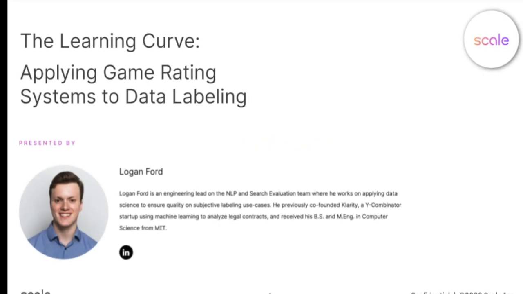Today's topic is on applying game rating systems to data labeling, and our speaker is Logan Ford, who is an engineering lead on the NLP and Search evaluation team, where he works on applying data science to ensure quality on subjective labeling use cases.